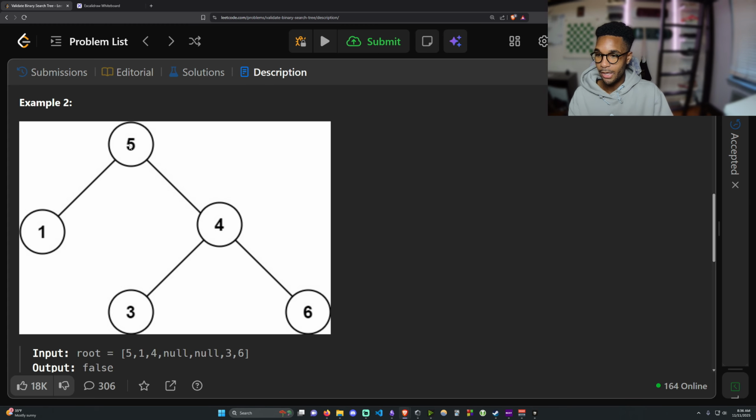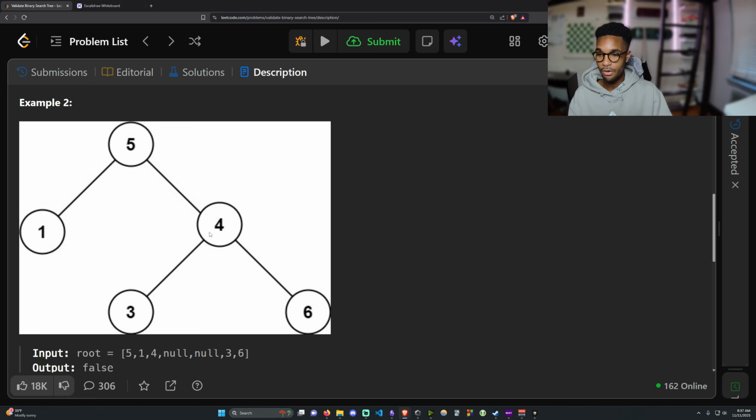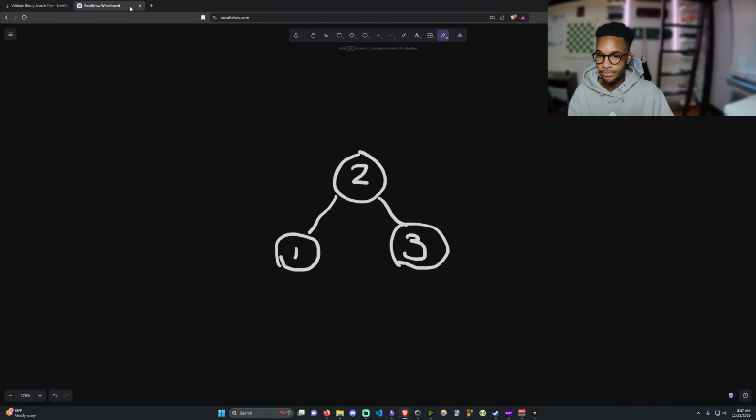From the perspective of the root value 5, we go to the left and we see that the left-hand side is less than the parent value, which is 5, so this checks off, and this is correct. But when we go to the right-hand child, it has a value of 4. And 4 is less than the parent value 5. And if we look up here, the binary search tree invariant states that the right subtree must contain nodes strictly greater than the node's key. 4 is not greater than 5, therefore this is false and we should return false.